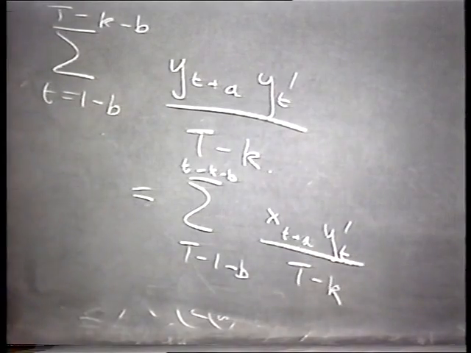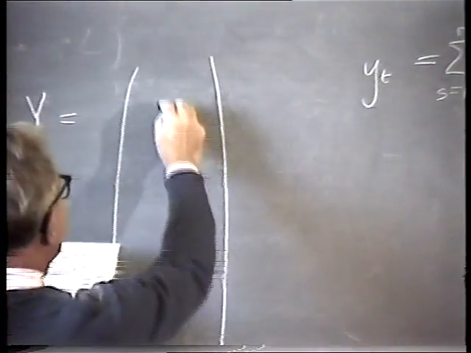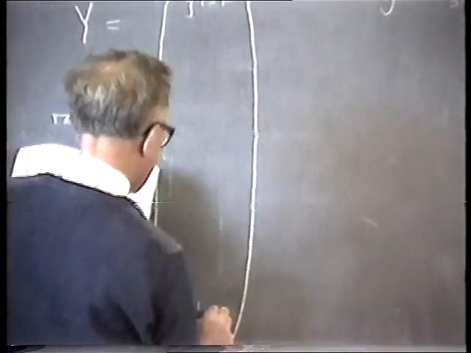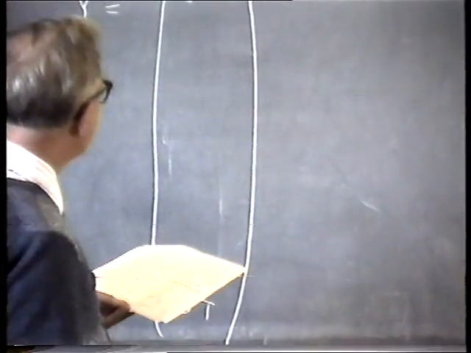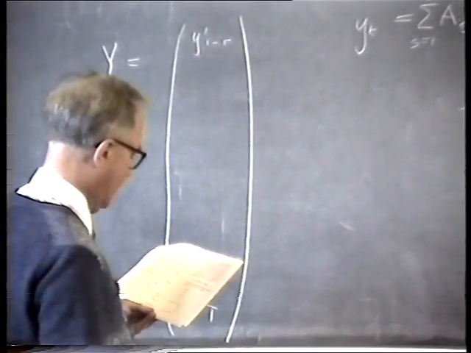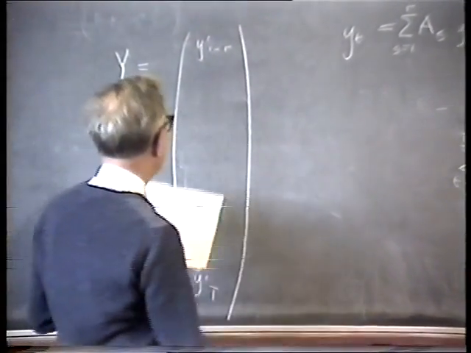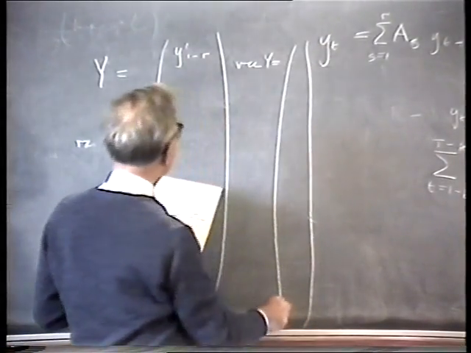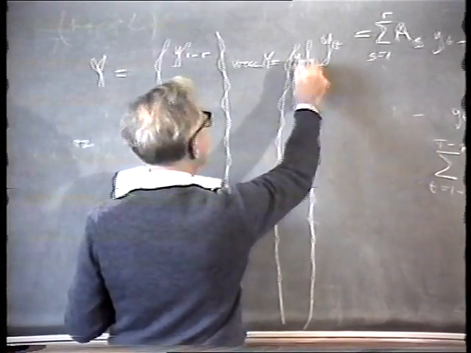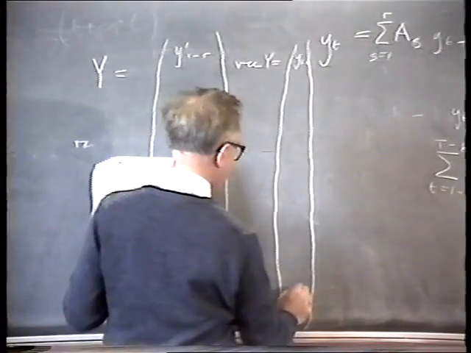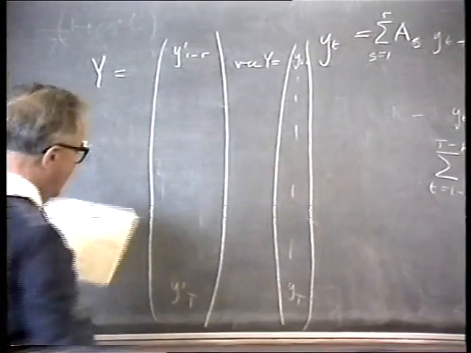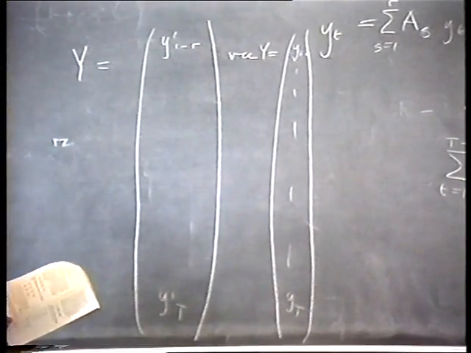Now, the essential idea is that we define our y to be made up of y primed 1 minus r up to y prime t. So our y matrix includes all those variables. We can also define vec y, and perhaps rather idiosyncratically, I'm just going to define that as y 1 minus r up to y t, where we simply write the whole matrix down as one long vector.